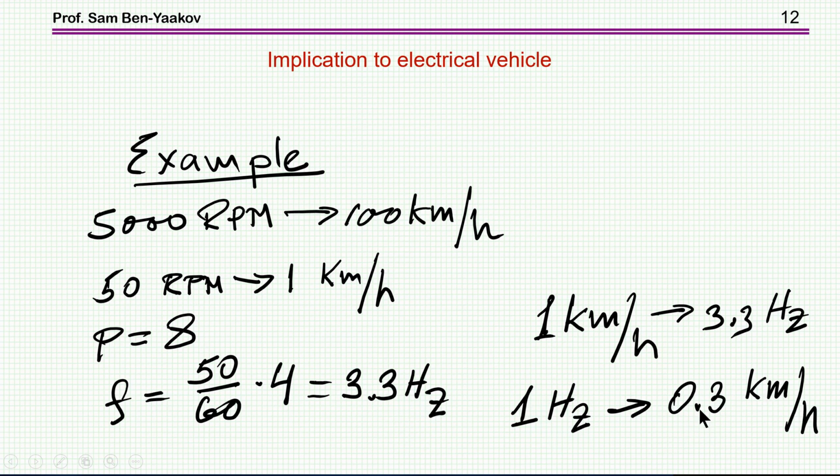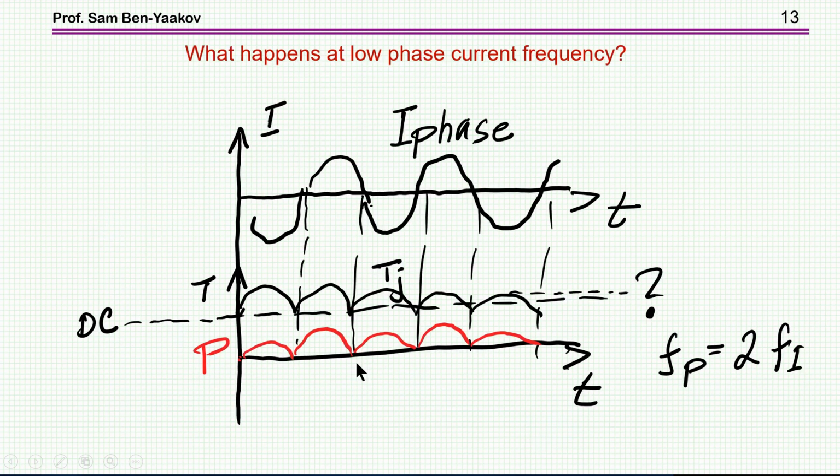So if the speed is below, say, 0.3 kilometer per hour, we are going to have a sub-hertz frequency, low frequency. And this will be like when parking, for example, or starting, you may have this low frequency. So therefore, in this case, we are to expect that the junction temperature is not going to be constant. It's going to change depending on the instantaneous power that we are going to have.